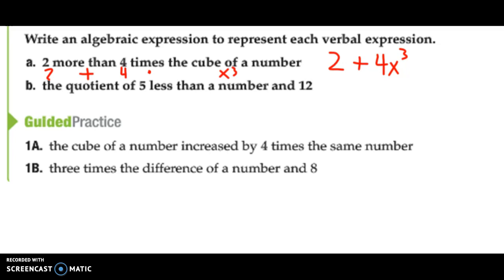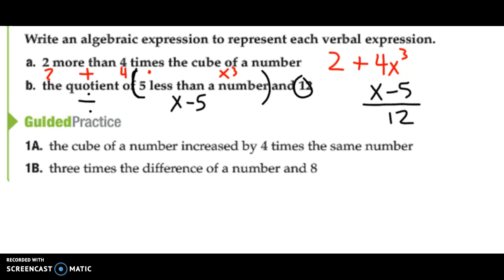Letter B. The quotient is division of 5 less than a number and 12. Anytime I see "of," I think of my parentheses. So now I'm looking at 5 less than a number and 12. The quotient of, then we have to do what's in here. 5 less than a number, so some number minus 5 would be x minus 5, and 12. So the quotient of x minus 5 and 12. I'd rewrite it over here. Quotient is division, so it would be x minus 5 over 12. Anytime I see "of," I always think parentheses.